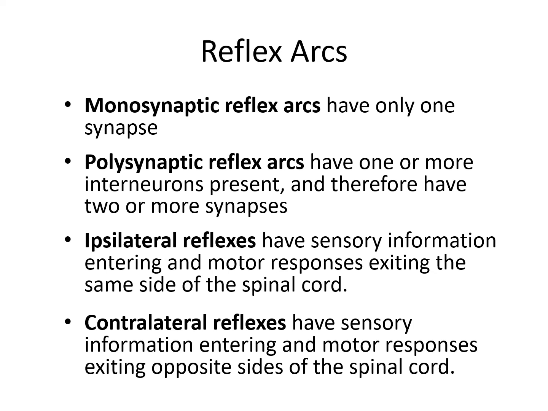We can have ipsilateral reflexes. In this case, sensory information is coming into the spinal cord, and then the motor output is leaving the spinal cord, and this is all happening on the same side of the body. We can also have contralateral reflexes, and you've probably guessed what this is going to be. This is where we have sensory input and motor input occurring on different sides of the body.